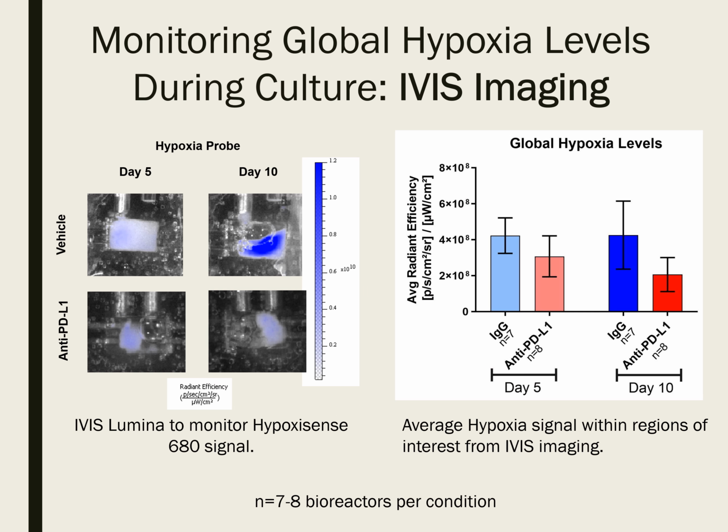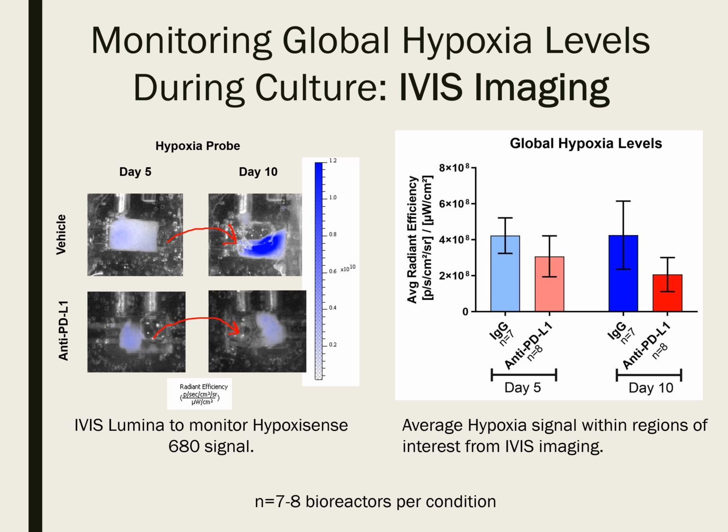So for our first objective of evaluating changes in hypoxia in the tumor microenvironment, we wanted to measure global hypoxia levels, and to do this we used the IVIS Lumina. As you can see in this first picture, it's a representative image of the amount of hypoxia signal for a control group versus the anti-PD-L1. There's a lot more hypoxia from day 5 to day 10 for the control group versus from day 5 to day 10 of the anti-PD-L1.